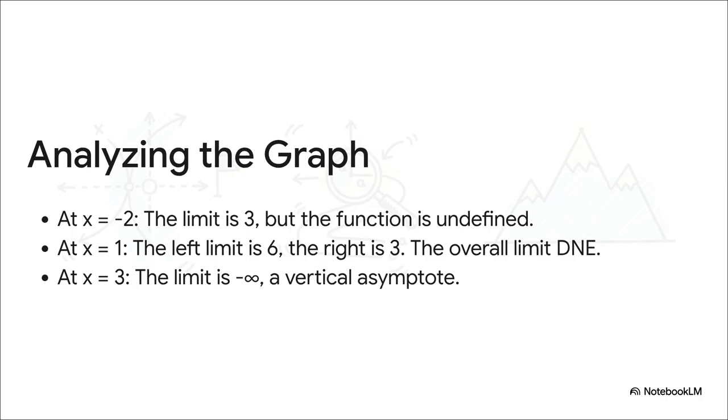Next, at x equals 1, we've got a jump. Coming in from the left, you're heading for 6, but from the right, you're only heading for 3. They don't match, so the overall limit does not exist. And finally, look at x equals 3. From both sides, the function just plummets down toward -infinity. That's our vertical asymptote right there.